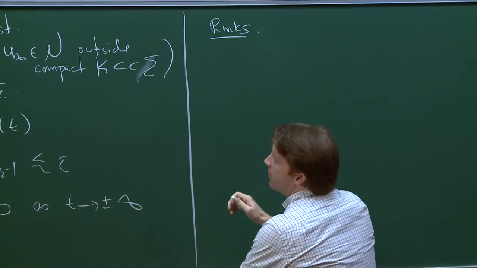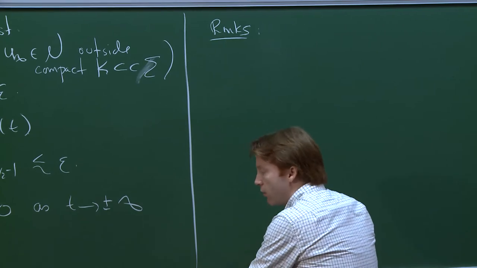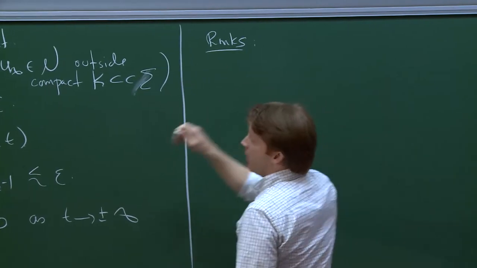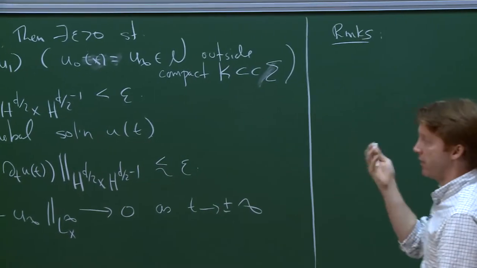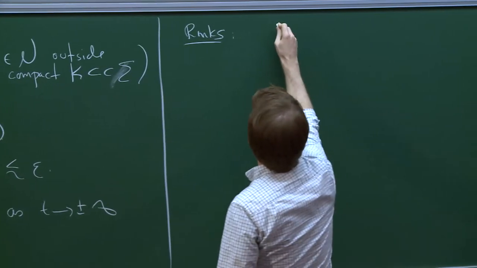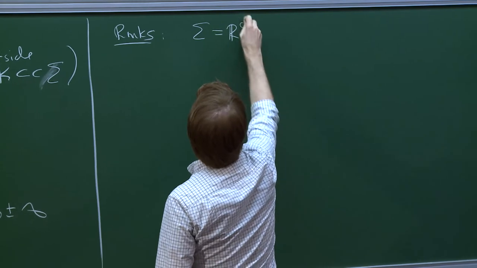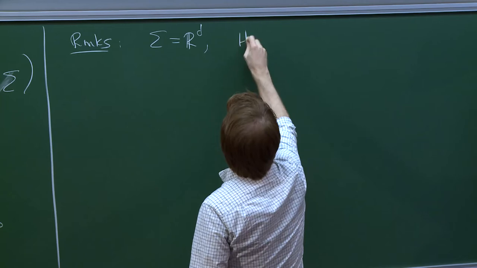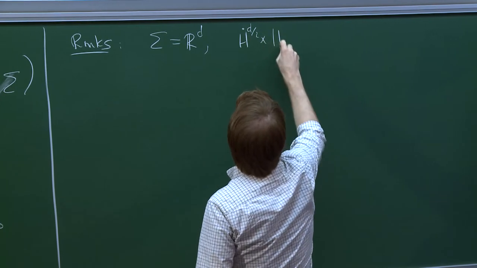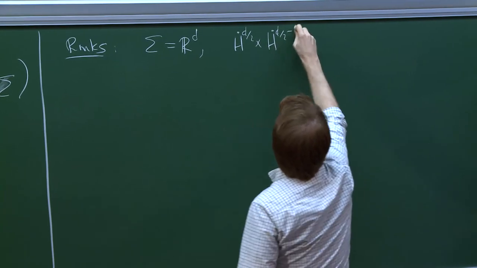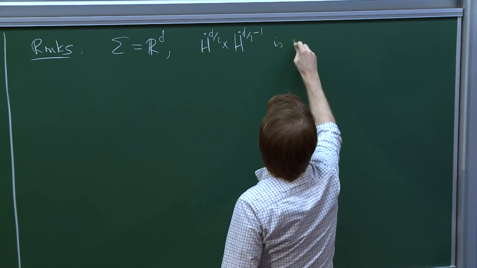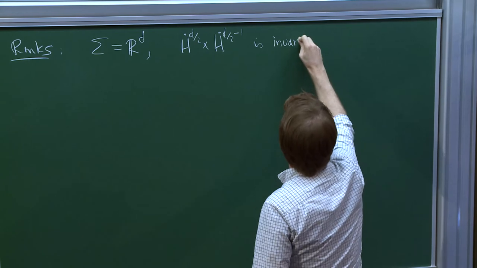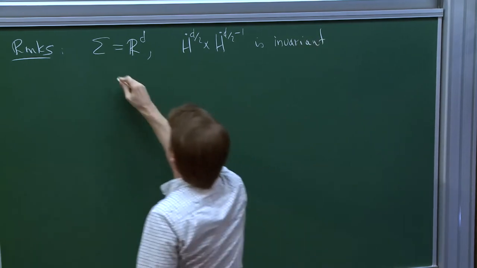So one, this is a small data critical theory for the wave map problem. And why do I say critical? So in what sense is this critical? I don't have a scaling invariance, but in the case sigma equals R^d, then the homogeneous Sobolev space H dot d over 2 times H dot d over 2 minus 1 is invariant, is a unique Sobolev space. So the norm here is invariant under the scaling of the equation.